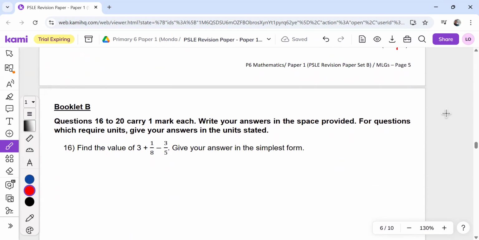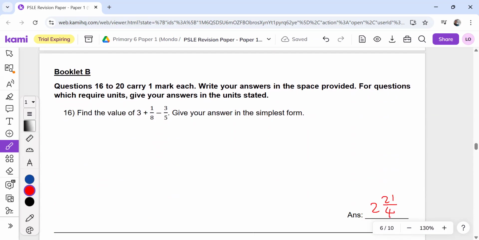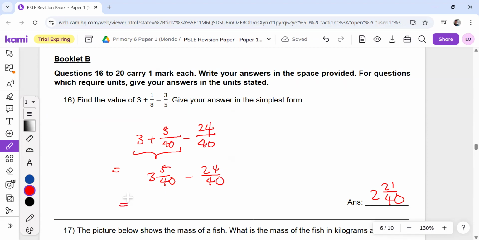Okay, question 16, your open-ended. Your answer is 2 and 21 over 40. No calculator, not supposed to use calculator. So you will have to make the denominator the same. So 8 times 5, 1 times 5, 5 times 8, 3 times 8. Then what do you do? Then add these two together first. 3 and 5 over 40 minus 24 over 40, and you are stuck because you don't know how to minus.